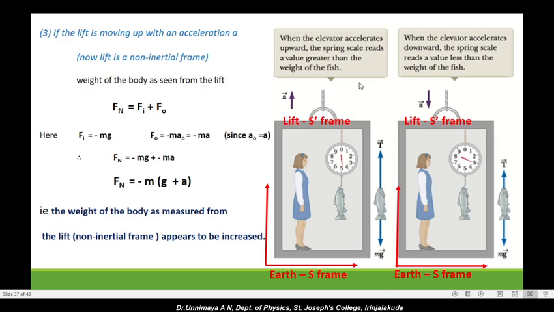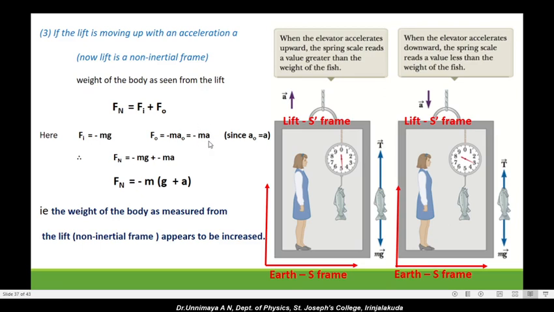ഇനിയാണ് നമ്മളിവിടെ ഇതിന് ഡയറക്ഷനൊക്കെ നോക്കി നമ്മൾ ഇതിൻ്റെ സൈൻ കൊടുക്കാൻ പോകുന്നത്. Here the lift is accelerating upwards. So the sign of acceleration is positive. So -ma0 is equal to -ma. ഇവിടുത്തെ ആക്സിലറേഷൻ എത്രയാണ്? a0 is a. So a0 is replaced with a. ഈ ഇക്വേഷൻ അങ്ങനെ തന്നെ നിൽക്കും, -m into a.